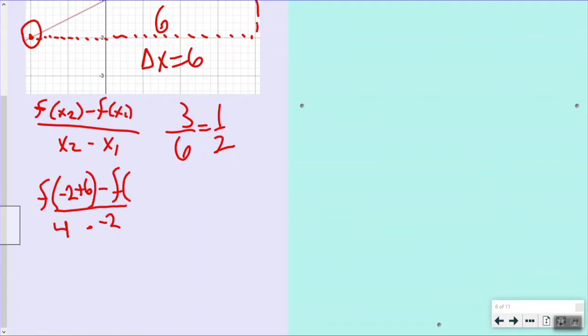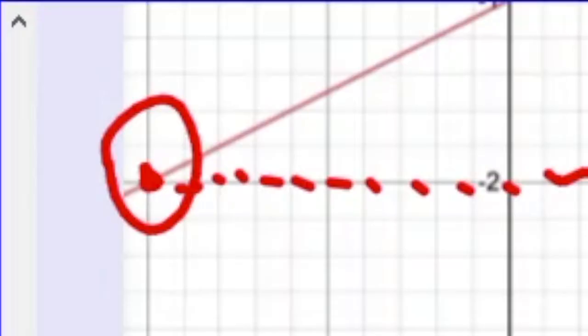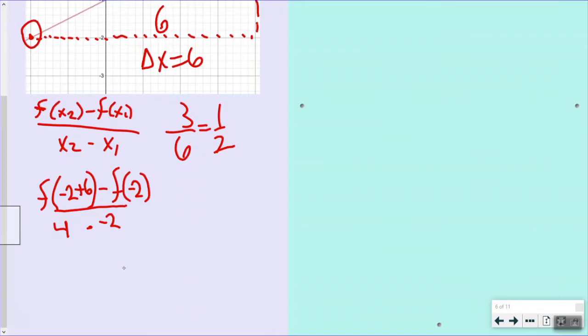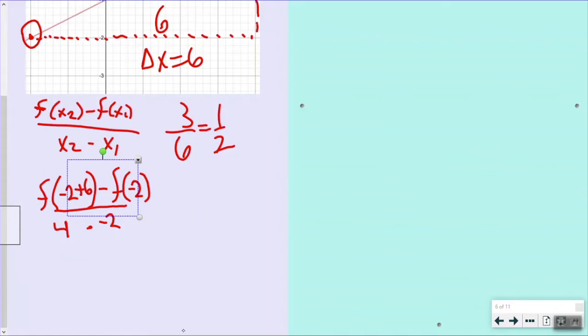Now, the next one says f of x1. F of x1 is 4. Do you understand where that came from? Because we said the distance here is 6. That means my f of x2 is actually this number plus 6. That's how I get 4. My x2 is the number I got plus the distance. So you'll agree that this will equal 1/2, right?